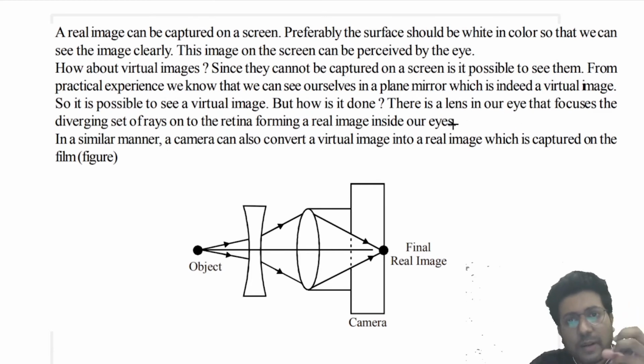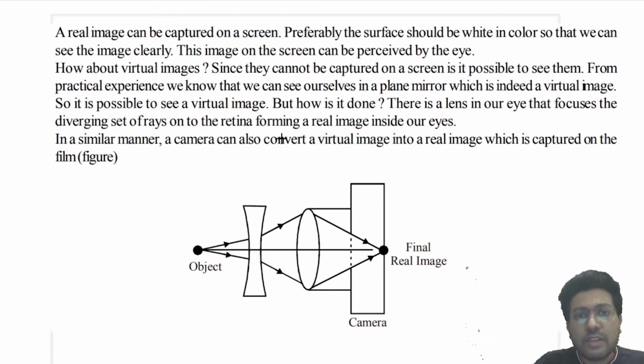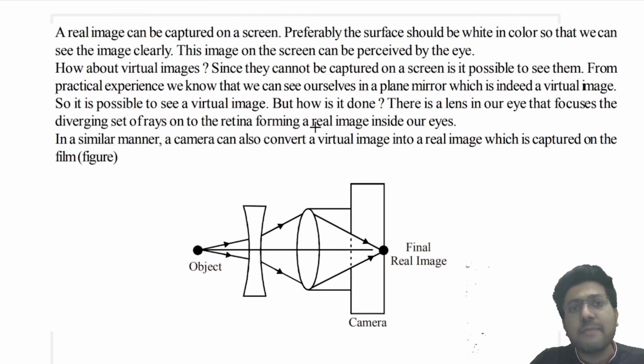This lens focuses the diverging set of rays on the retina, forming a real image. So even if a virtual image is formed, that virtual image acts as an object for the eye lens, and the eye lens forms a real image of that object on its retina. The retina is the screen of the eye. We will discuss the function of the eye in detail later on.